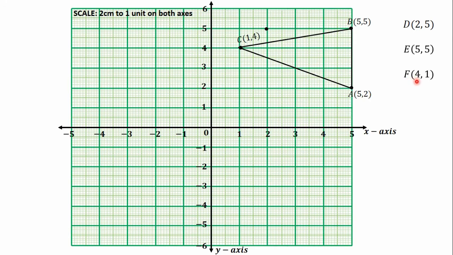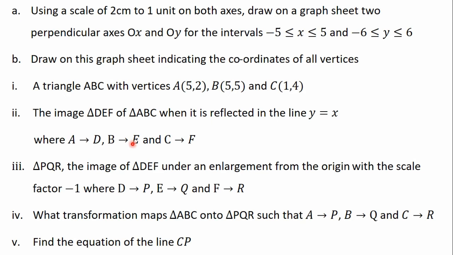Point F has the coordinates 4, 1. So 4 on the x-axis and 1 on the y-axis. And that will be here. After that, you join them to form the triangle DEF. This is point D with coordinates 2, 5. This is point E with coordinates 5, 5. And this is point F with coordinates 4, 1. We are now done with the third part of the question.